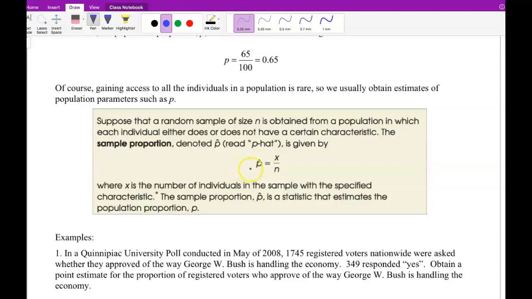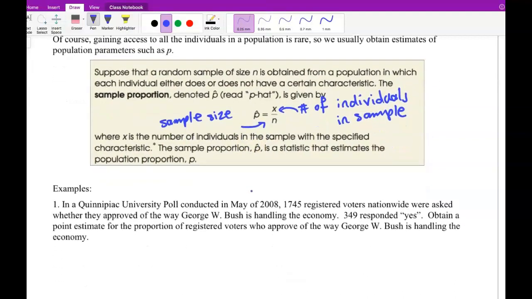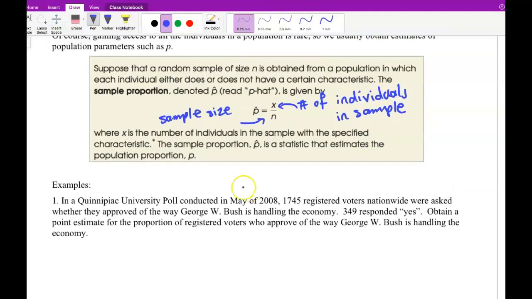So to find the sample proportion, we have p hat equal to x divided by n. This x is the number of individuals in the sample, and here n is the sample size. So to find the sample proportion, we need this x and then divide that by the sample size.